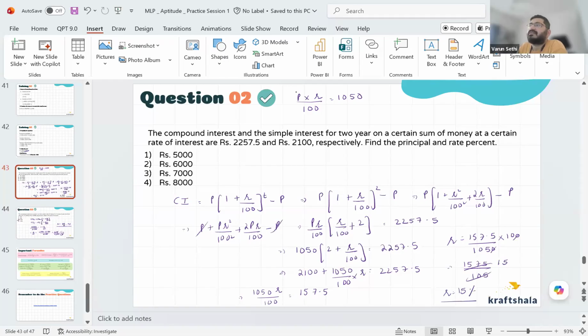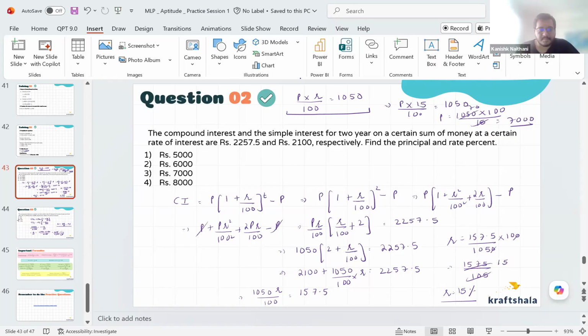Once you get R, then it is easy to calculate P. I'll just put R here in the top. So P into 15 upon 100 is equal to 1050. P is equal to 1050 into 100 upon 15. 70 times, you get 7000. Is this clear? Yes, sir. This is when I use the formula number 1 and 2, the simple interest and compound interest. Simple ways, you don't have to overcomplicate it.